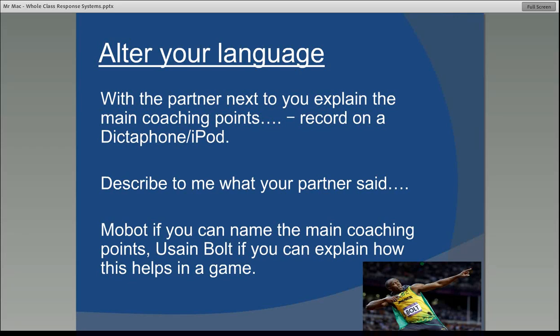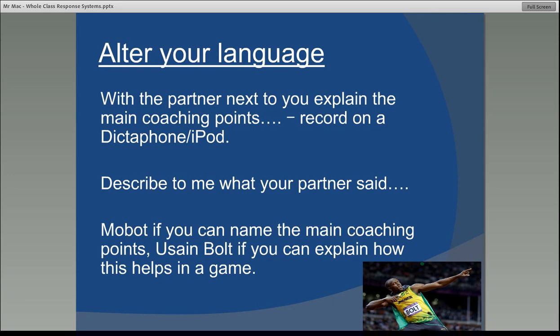And then anyone who's given me a Mobot, I'll go in and ask that student to give me the main coaching points. And it just makes sure everybody responds to you. I may say during my classroom in GCSE PE, demonstrate a Usain Bolt if you feel you can explain the main components of skill. And then you'll get lots of people showing you the Usain Bolt, and I just go in and ask them.